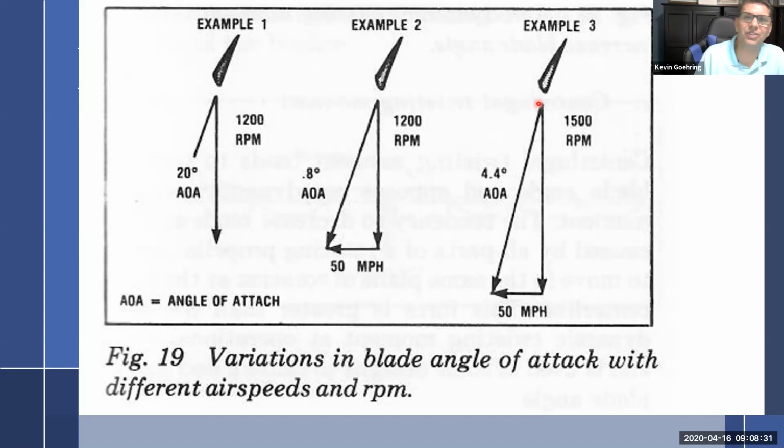But again, this is the same blade station on the same airplane, the exact spot, 3 snapshots in time. Static RPM, 1200 at 50 miles per hour forward and 1500 RPM at 50 miles per hour forward. And it kind of helps you, maybe I should have started here, because you can see where you get the triangles from. And then you just do the math to get the arctangent to get that right there.